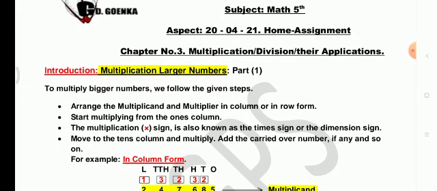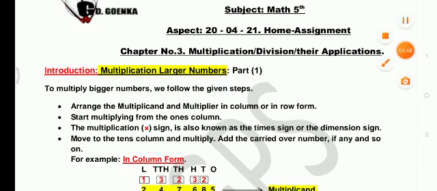What is multiplication? Multiplication is one of the four elementary mathematical operations of arithmetic, with the other ones being addition, subtraction and division. It gives the result of combining groups of equal size. So in maths, to multiply means to add equal groups. In other words, multiplication is repeated addition.